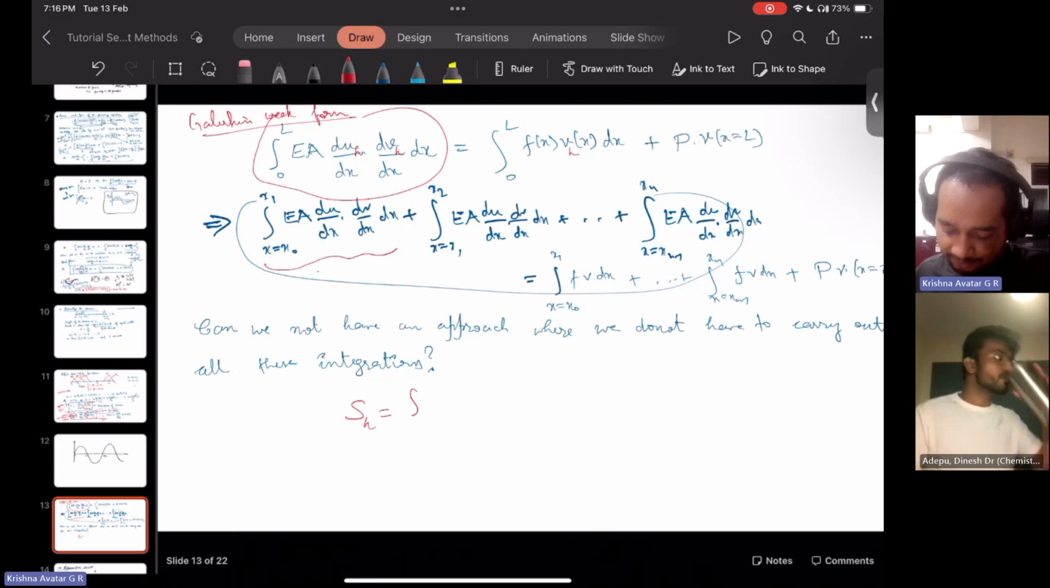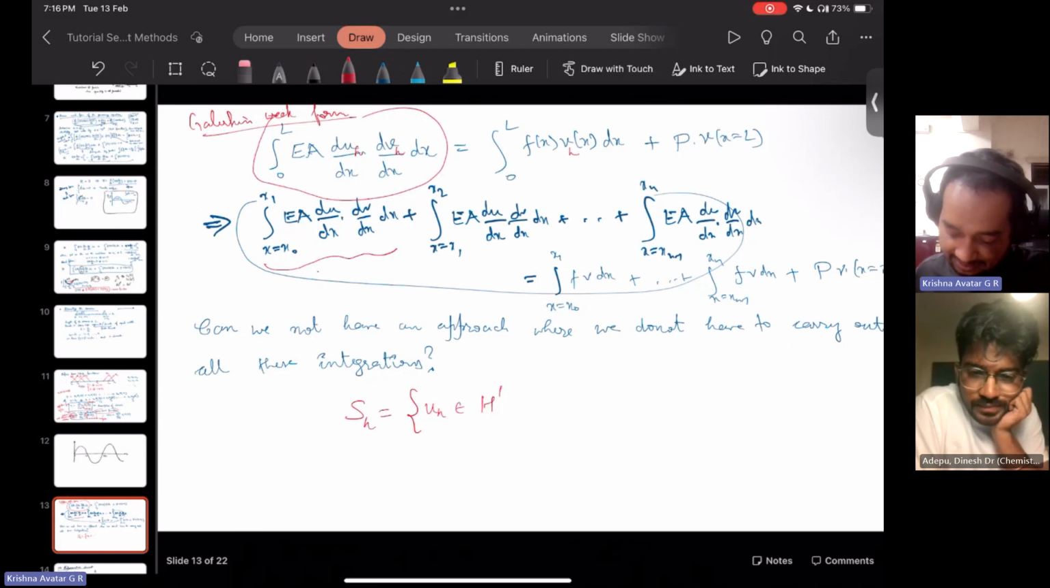We are picking from a set S h, where u of h is an element of, again, I'll just call it C1, but we can also use H1. Maybe I'll just call it H1 of 0 to L, such that u of h is equal to 0. So this is like a subset of S.